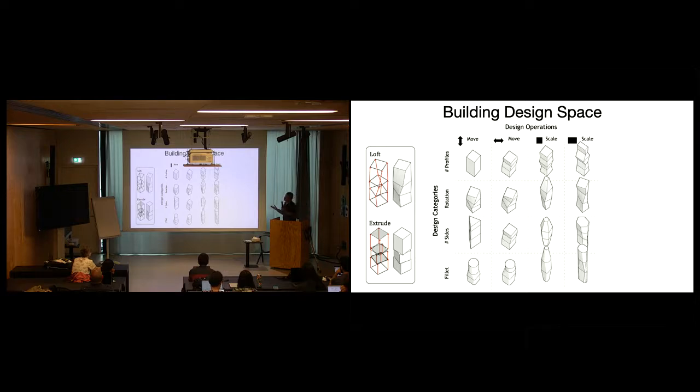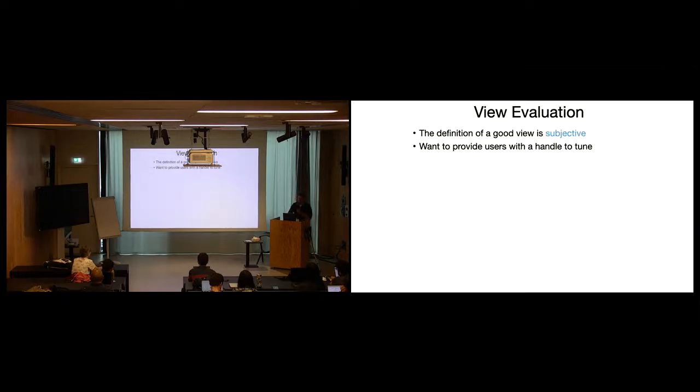Once you define these parameters, you have a space, right? So at least, these parameters and the number of profiles, you can think of as a parametric space that you can specify numbers, and each one would correspond to a shape like that. And then for the view evaluation, of course, what a good view is subjective. So what we did is actually wanted to have a way for the user to provide some preference on it. And we worked again with the architects to define four different criteria.